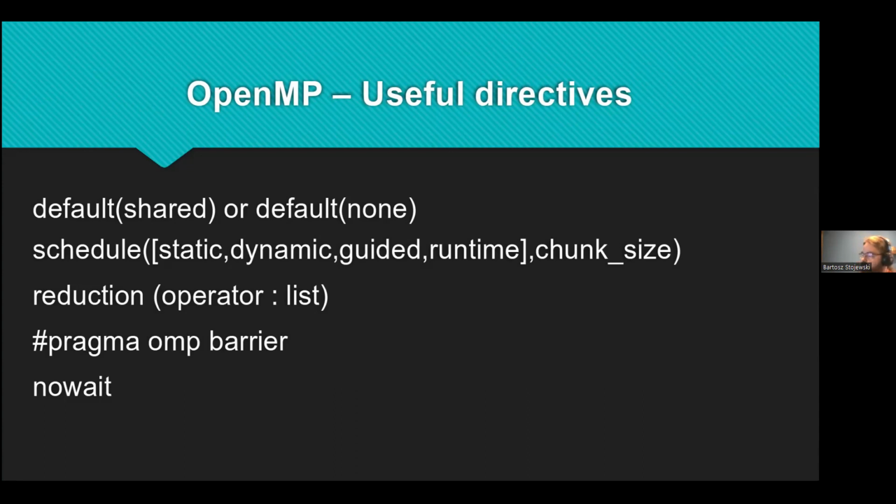Dynamic means each thread is assigned the number of iterations specified by the chunk parameter. Guided means the iterations are split between threads similar to the dynamic option, with the difference that the size of the assigned subset of iterations decreases over time. Runtime means that the chunk value is based on the OMP schedule environment variable.